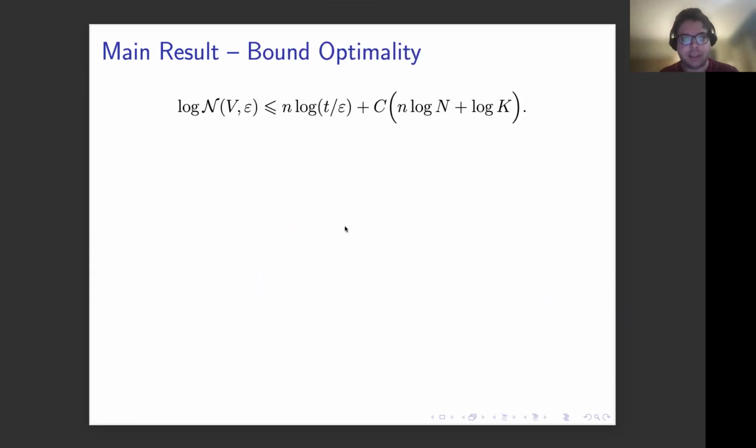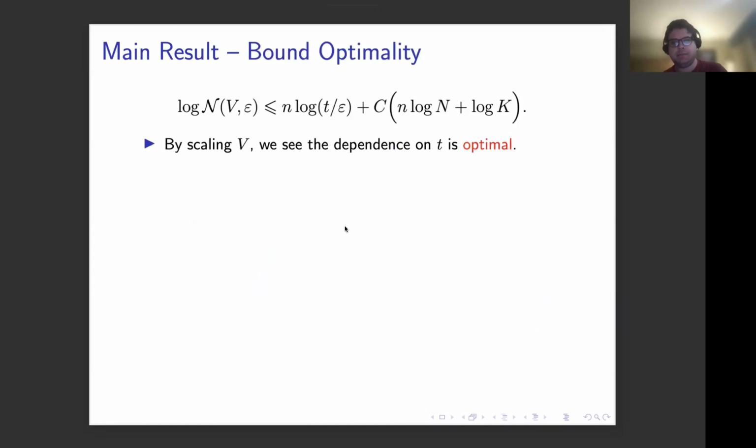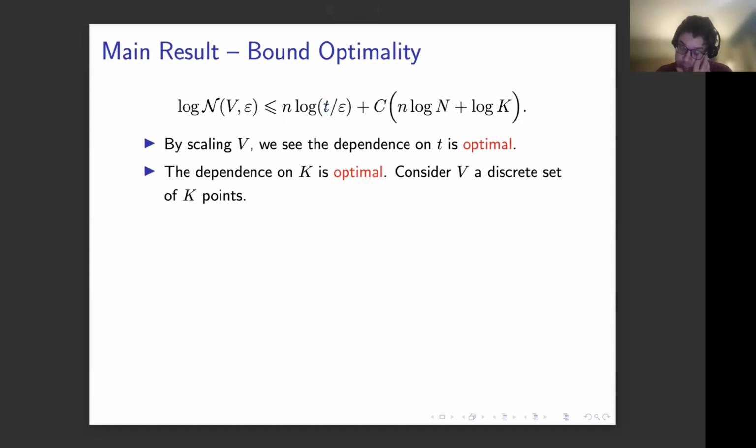How good is the bound? So the dependence on the box size, that's this dependence on T, is optimal. The dependence on K is also optimal. You can see this by taking V to be a set of discrete points. If you have well-separated discrete points, you'll need at least K balls. So the metric entropy needs a log K.